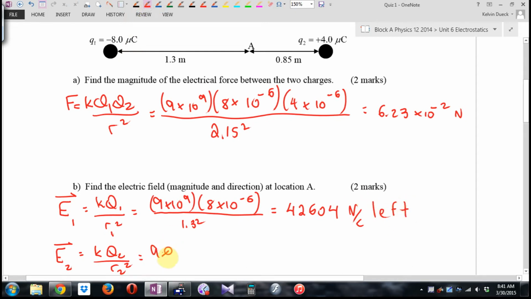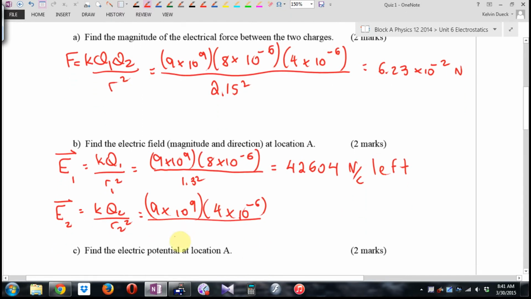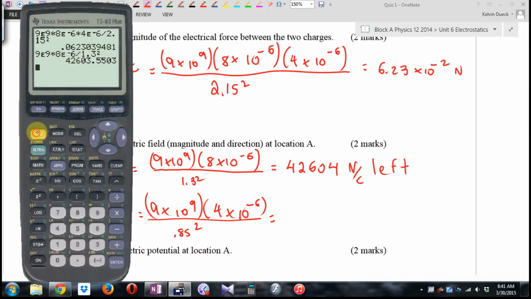It's going to be 9 times 10 to the 9th, 4 microcoulombs, 0.85 squared. Thank you, Carly. I wish I'd done that on purpose to make you notice it, but I didn't. That would have been great teaching had I done that on purpose to make you notice it.